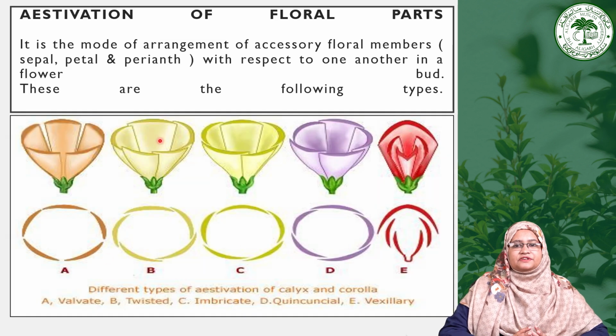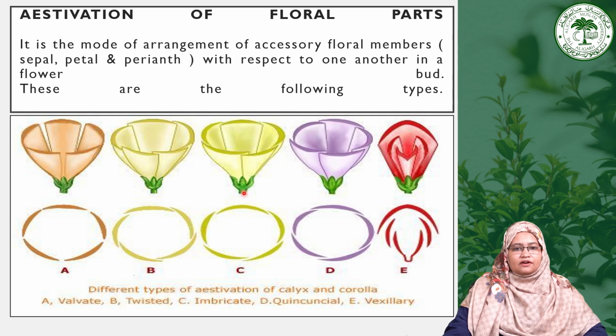And if we see the estivation of floral parts, that is the calyx and corolla, there may be the same arrangement of these particular floral parts, or they may have a different arrangement. Like this one shows the different types of estivation of floral parts. That is the valvate, in which no edges of the calyx or corolla overlap. Then in case of twisted, one edge of the calyx or corolla overlaps with another. As you can see, one edge is overlapping with the other one.